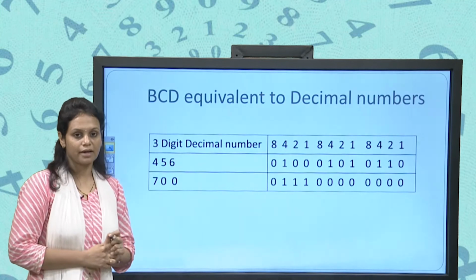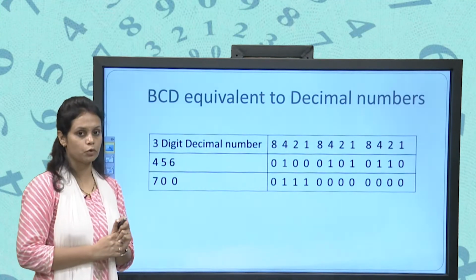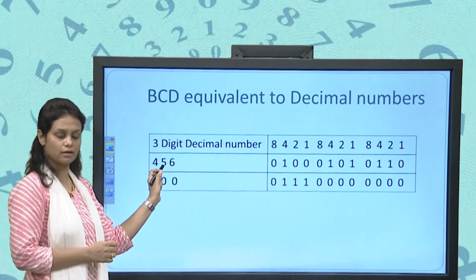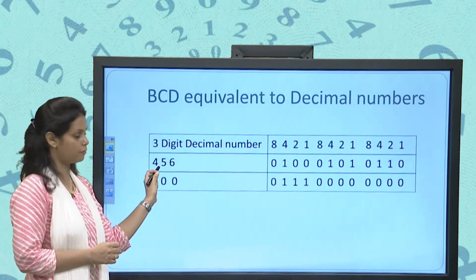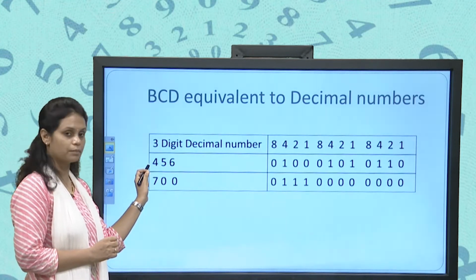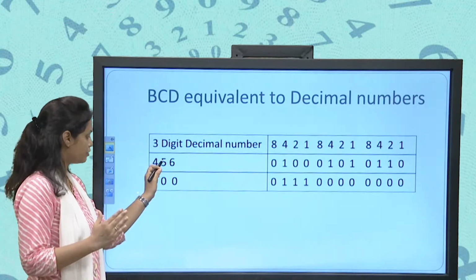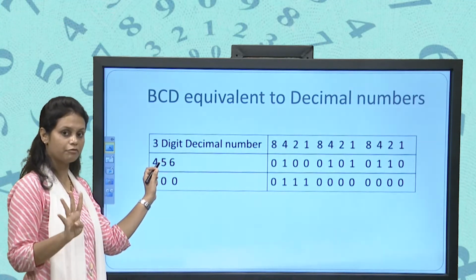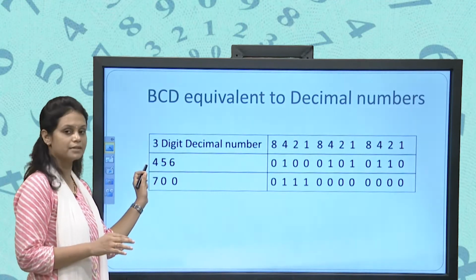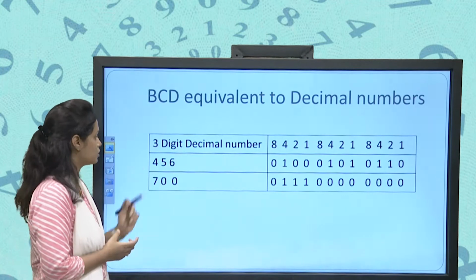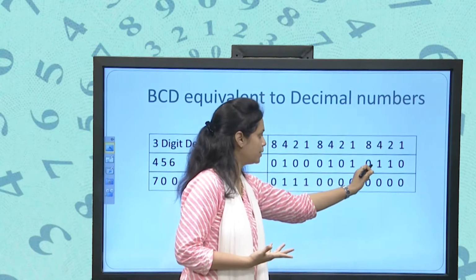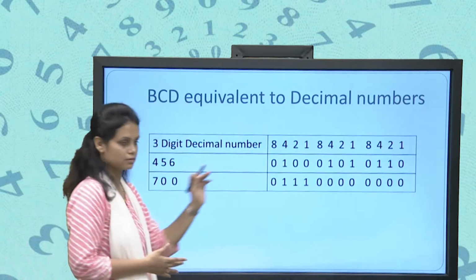I am repeating again, we have to use a 4-bit number for the representation of the 6, a 4-bit number for the representation of the 5, and 4 bits for the representation of the 4 separately. So first we will represent 6 using 4 bits, then 5 using 4 bits again, then 4 using 4 bits again. So what is the value of 6? This is 4 plus 2, it will become 6. So we will make 1 1 over here. Okay, 6 is complete.